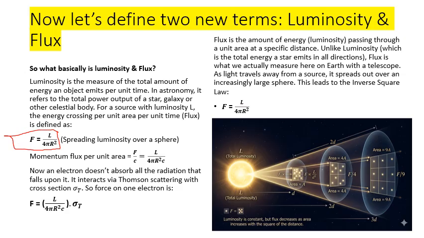So the momentum flux per unit area is simply the flux divided by the speed of light. So it is actually a force. Now, why is it a force? It is a force because when we multiply it with the Thomson scattering cross section, the area components go away.